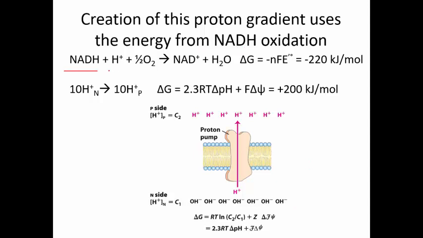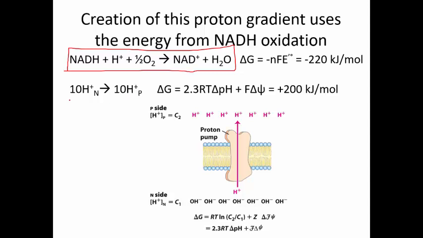So if we just look at really the final overall, right, all those Qs and the cytochromes, those all got recycled, but the overall was NADH plus H plus half an oxygen goes to NAD plus and water. So the delta G of that, we could calculate this from the redox potentials, and that would be negative 220 kilojoules per mole. So that's a pretty good amount of energy.